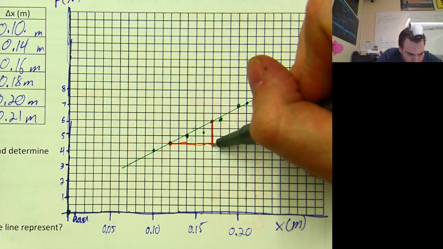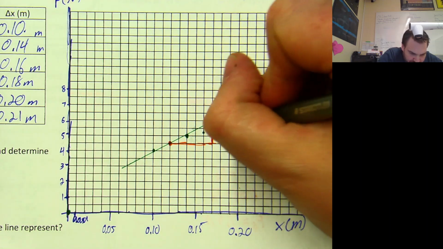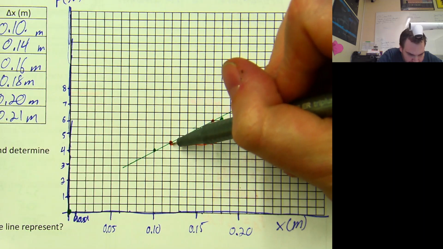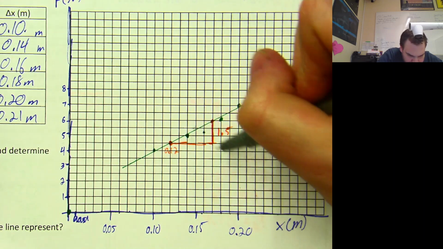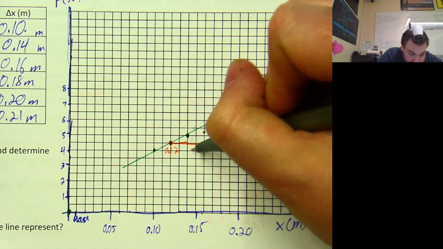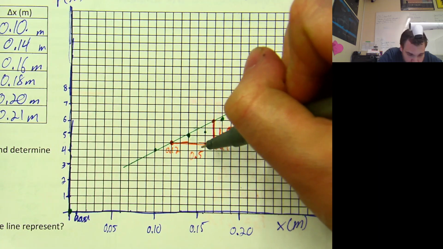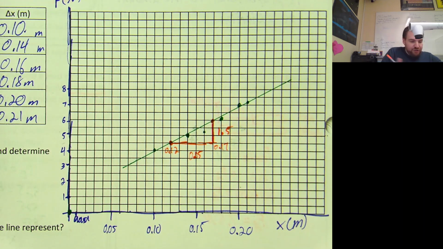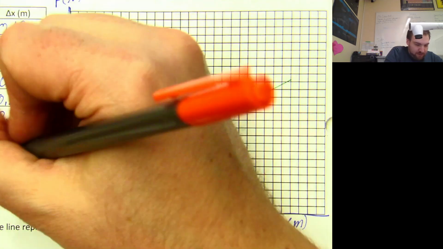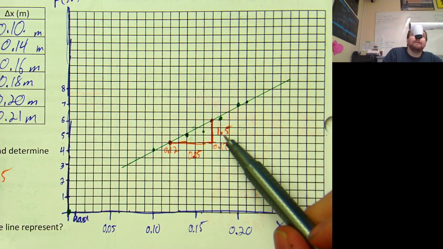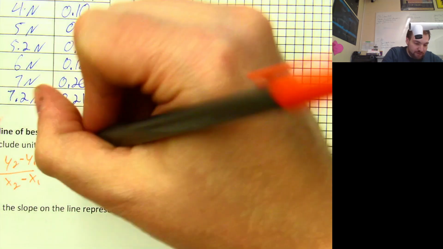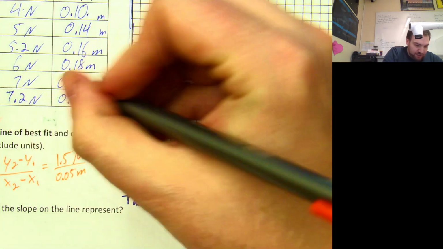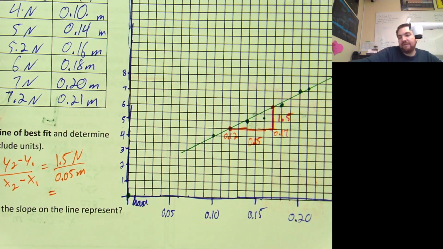This is a rise, so that's 4.5 to 6, a rise of 1.5. And this is a run from 0.12 to 0.17. So that's 0.05. So my rise over my run is going to be 1.5, and the units on the rise are what? Newtons, thank you. And the run is in meters, 0.05 meters. So I'm going to get a slope here of 1.5 divided by 0.05.